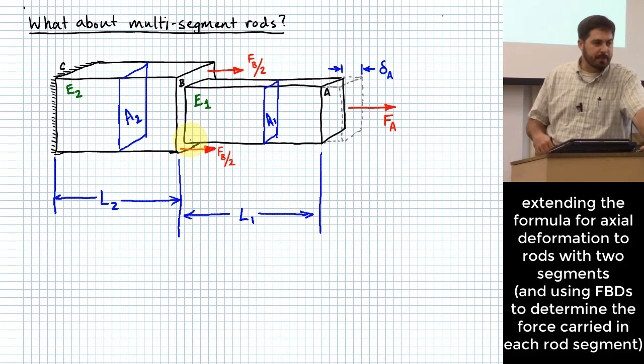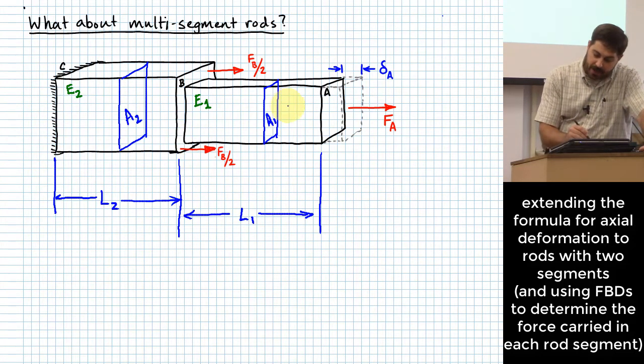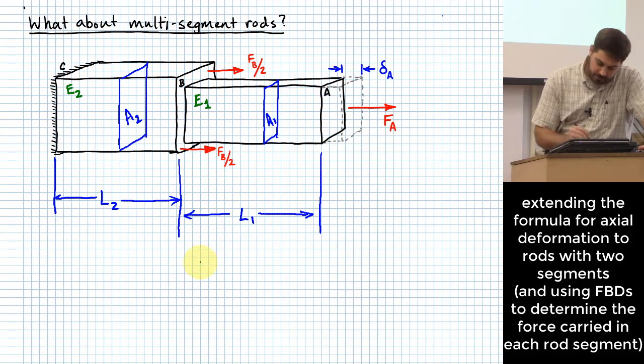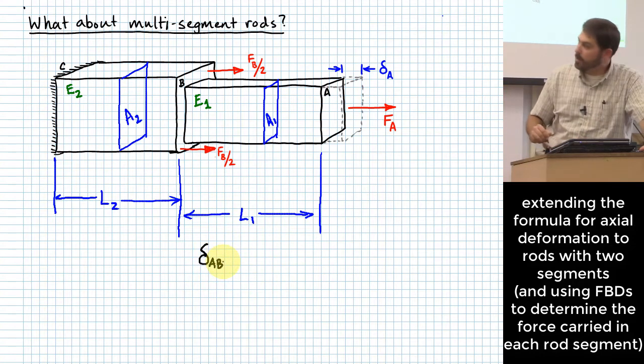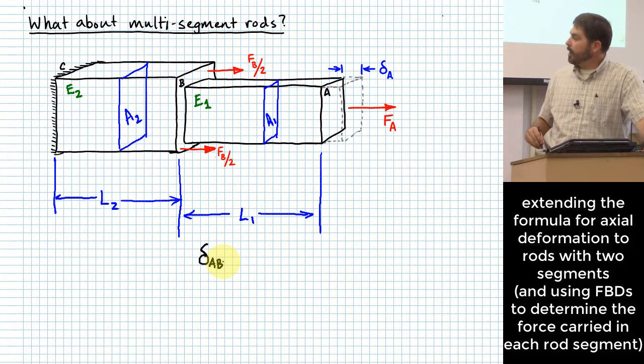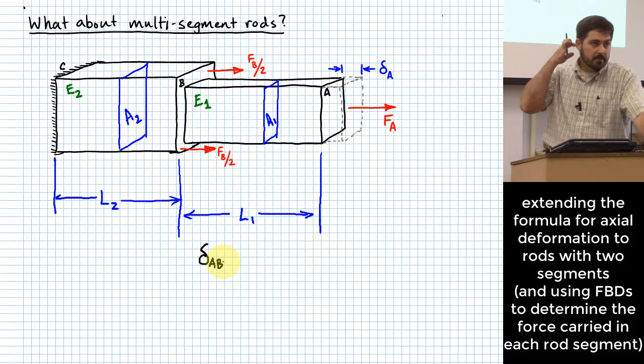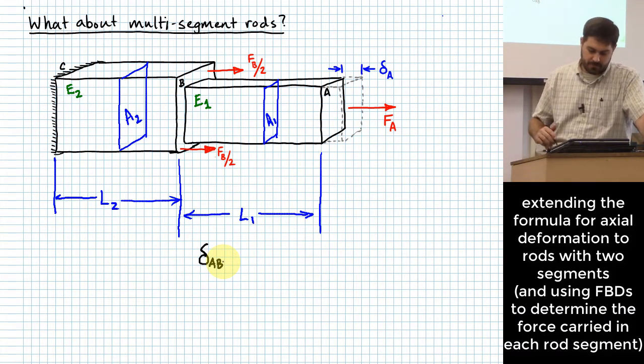Same way as we did up above, right? All you have to do is figure out how much force is being carried in that member. When you do, then you should be able to come up with a delta, maybe we'll call it delta AB, for how much this thing deforms from point A to point B. And let me ask you this, how much force does that segment between A and B carry? How would you determine that?